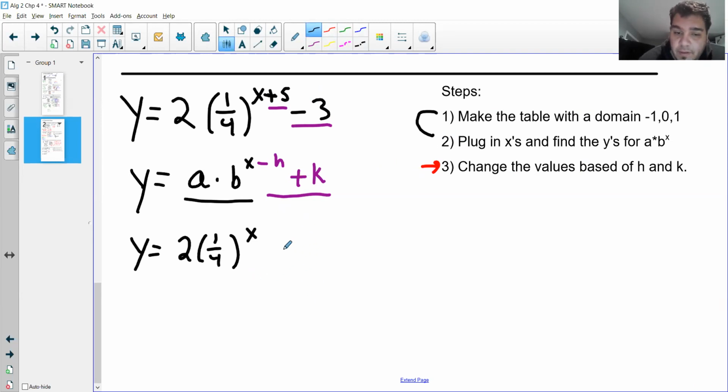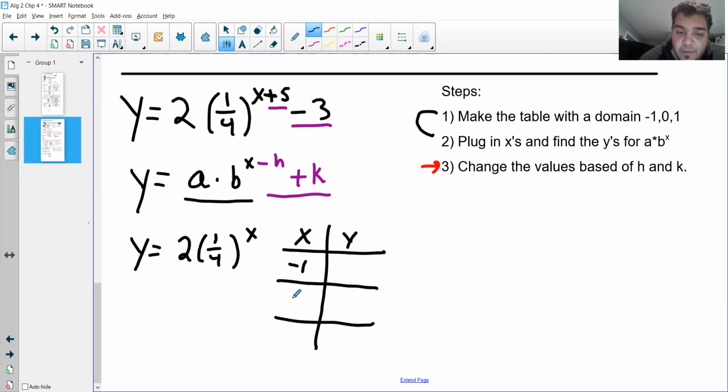So I'm going to make my table, and I'm going to do it a little bit quickly, just because I feel like we got the concept. Negative 1, 0, and 1. 2 times 1/4 to the negative 1 power. That's going to be 2 times 4, or 8.